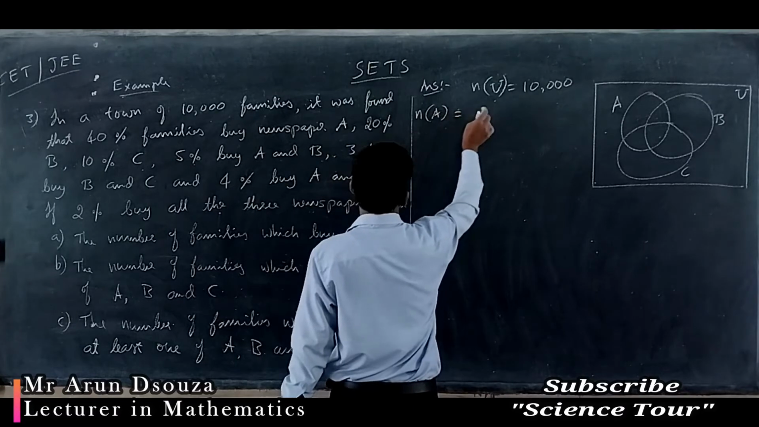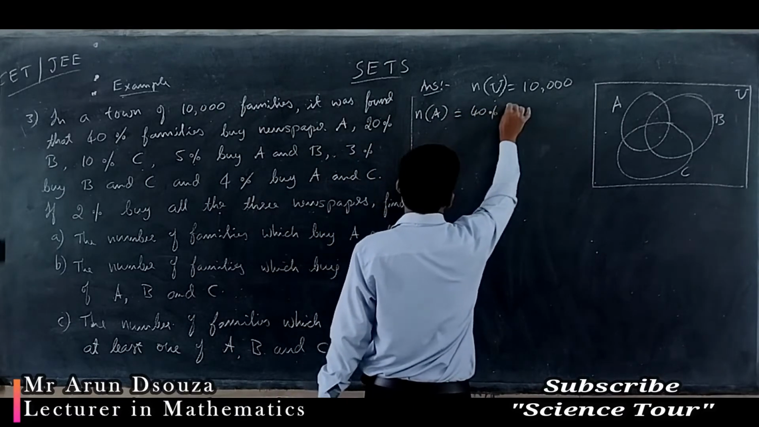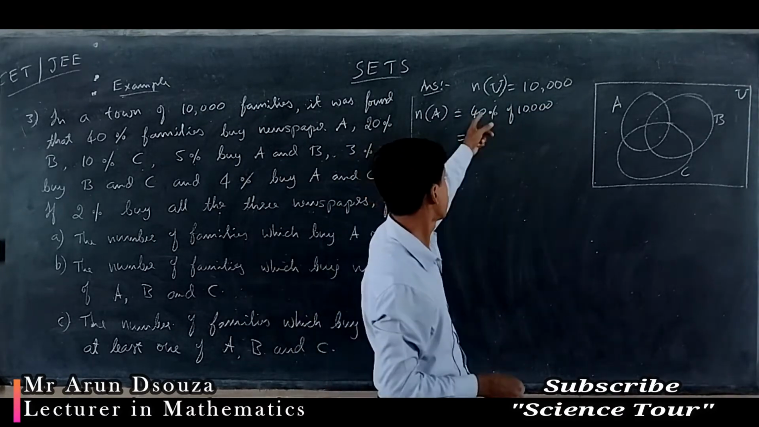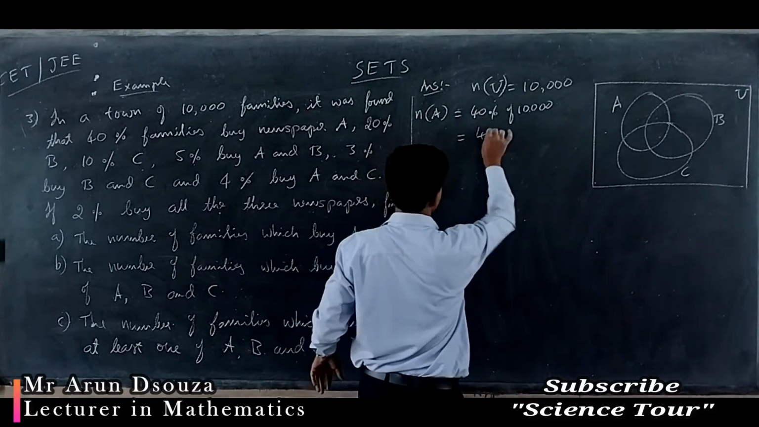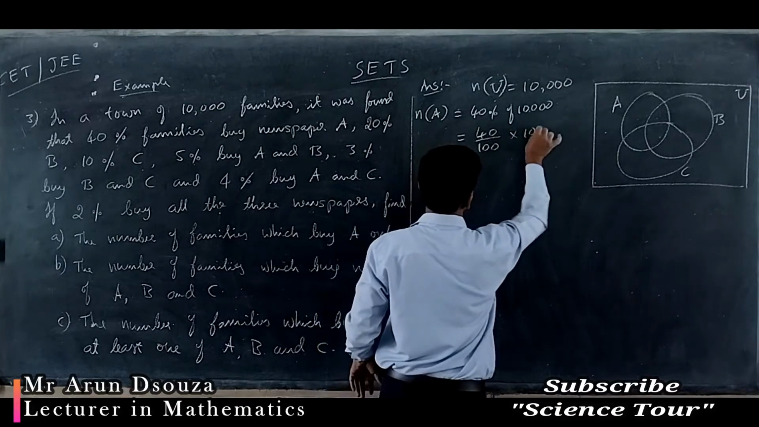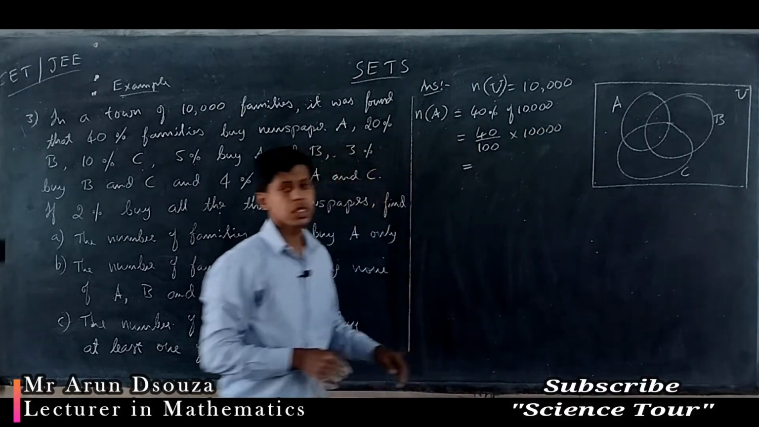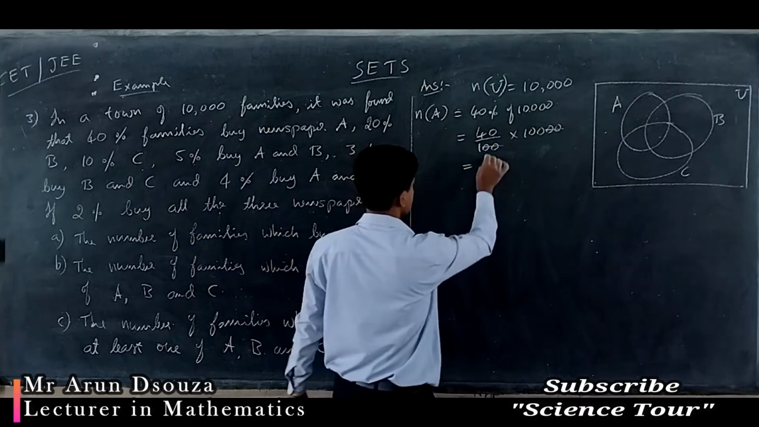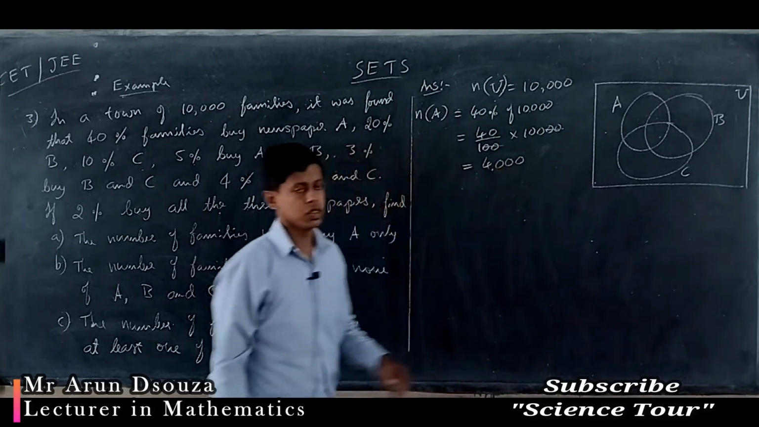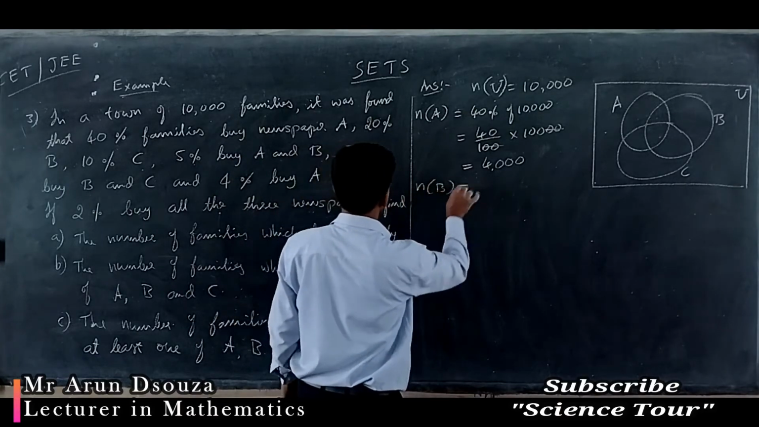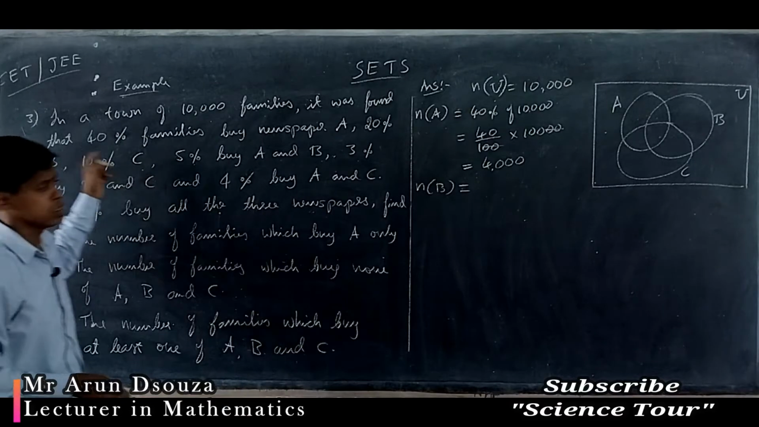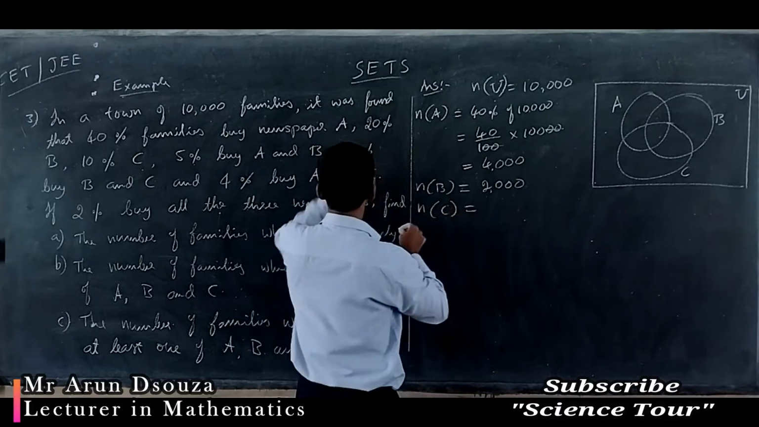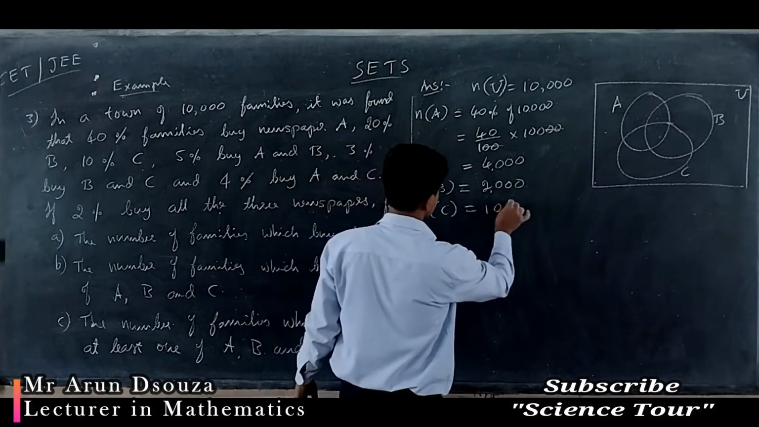So n of A is 40% of 10,000. Now what is the meaning of 40%? 40 per cent of 10,000. Okay, so what is it? Yes, 4,000. So that is 4,000. Similarly, what is n of B? How many people read newspaper B? 20%. So 20% means 2,000. Okay, and n of C is 10%, 1,000.